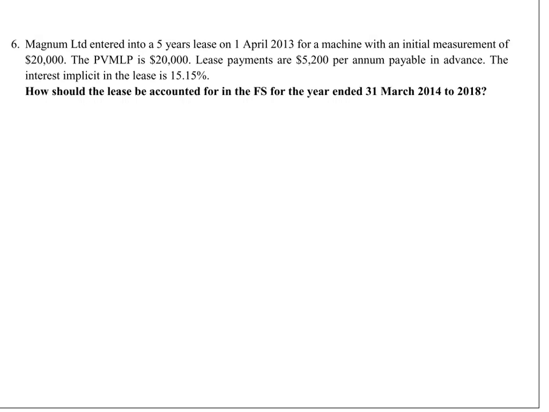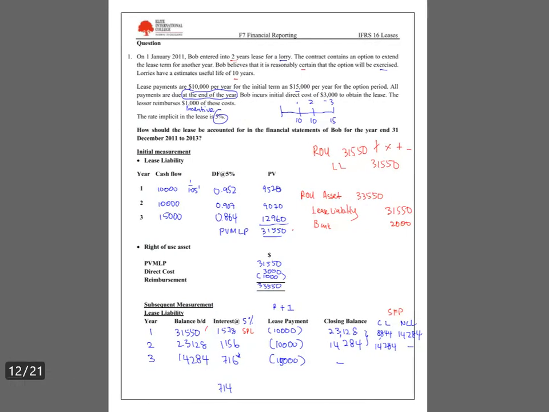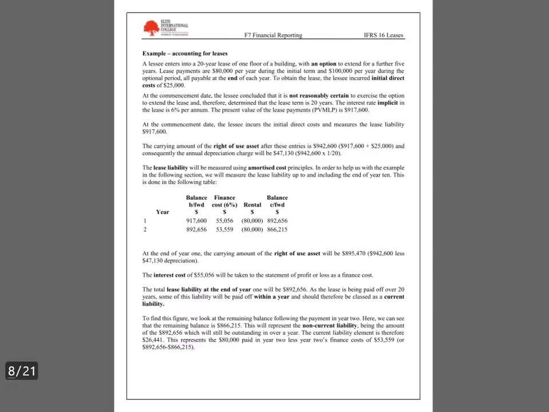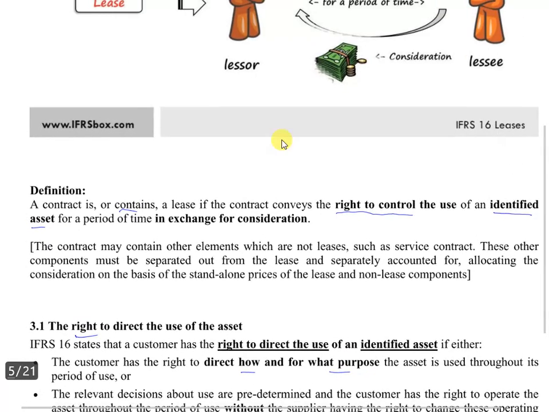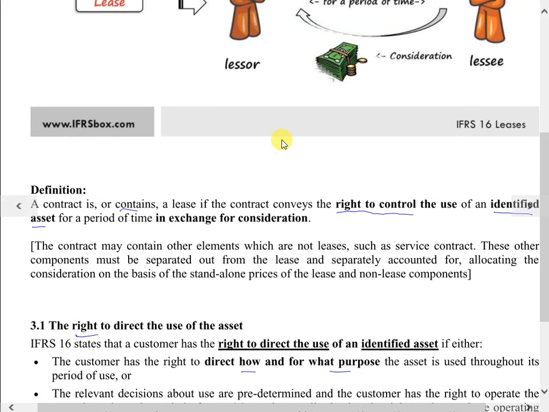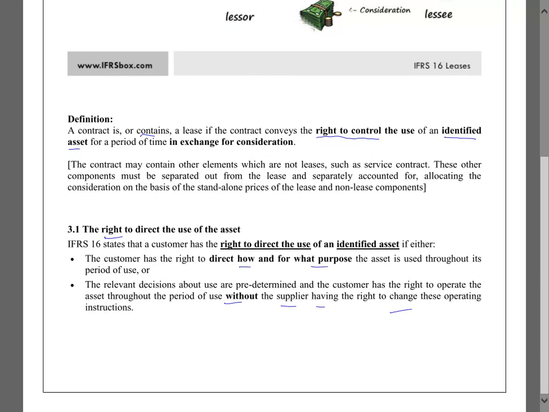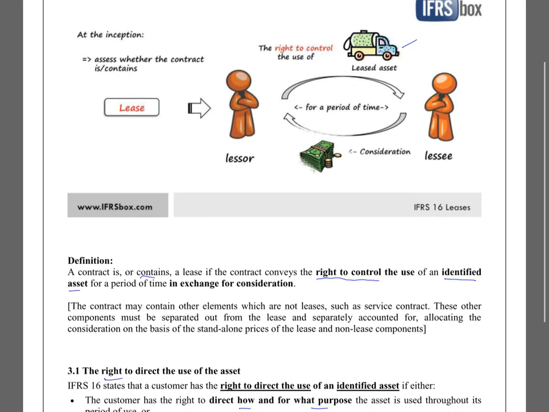Okay, we look at the recognition here, in case you forget quickly. A contract that is a lease or contains a lease, they convey the right to control. The control means you can use the asset for your own purpose, and you can change the purpose. And in the contract, there is an identified asset. It's mentioned in the contract, right at the beginning, on the first page. You can see it.